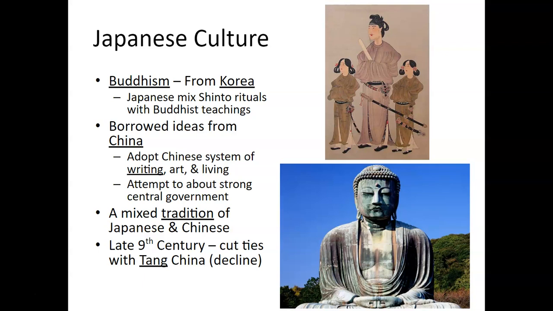Now, in the late 9th century, however, Japan is actually going to cut ties with China because they don't necessarily agree with what's going on with the Tang Chinese dynasty at the time, and this is actually going to lead to a period of decline for a little bit.